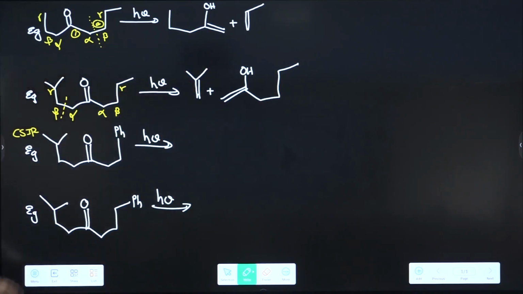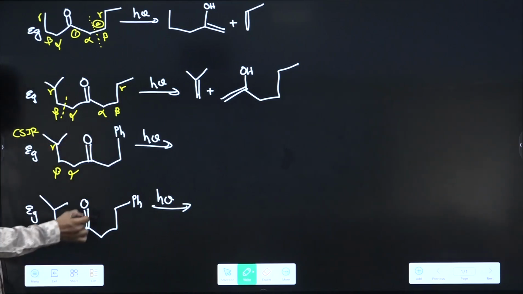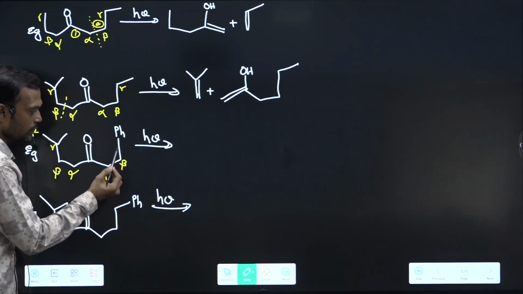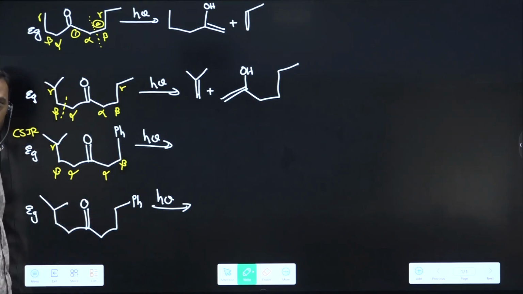Now see, this is given in CSIR. Is it alpha? So can I break the right side or left side? Left side only, alpha, beta, gamma. This is not benzyl. Benzyl gamma, it is a beta. Alpha, beta only, there is no gamma. Gamma carbon hydrogen is not there.